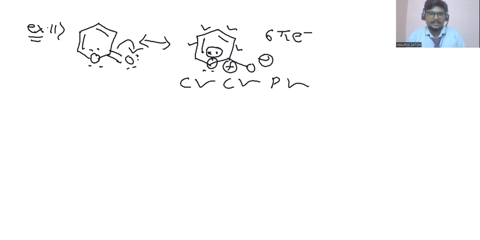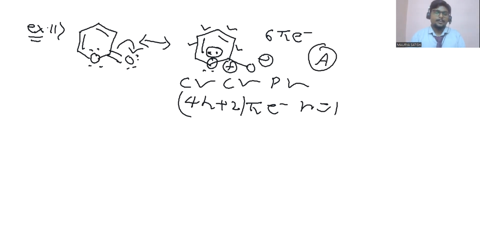So obviously it satisfies 4n plus 2 pi electrons. So if you put n equals 1, you will get the 6 pi electrons. So this is also aromatic. This is also aromatic. Then example number 12.